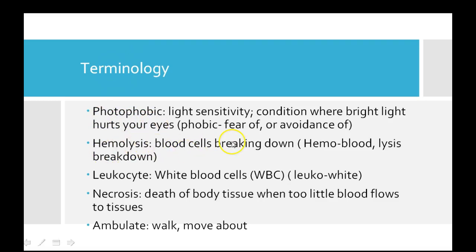Hemolysis. That's when the blood cells are breaking down. Sometimes we get certain calls from the hospital as a nurse when we draw blood, and they say the lab specimen has hemolyzed. Patient needs a redraw. So now you know those blood cells are broken down, so it needs to be redrawn. And now we have leukocytes. Leukocytes are basically your white blood cells.